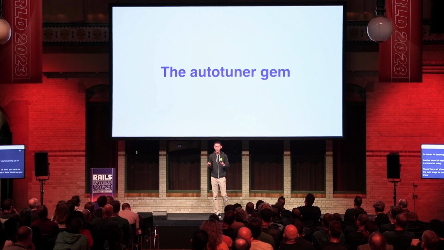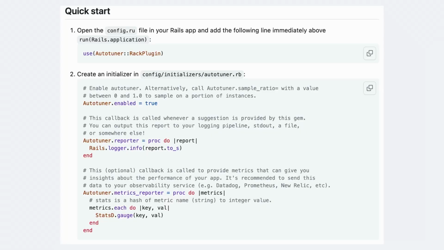Today, I'm announcing the Autotuner gem. You're among the first people in the world to hear about this. This is a gem I've been working on in the past few months. This gem analyzes the garbage collector between requests and provides suggestions to tune the garbage collector for your app. You can find the source code of this gem at github.com/shopify/autotuner. Setting up this gem is extremely simple. Follow these two simple steps in the README, and it will begin emitting garbage collector tuning suggestions.